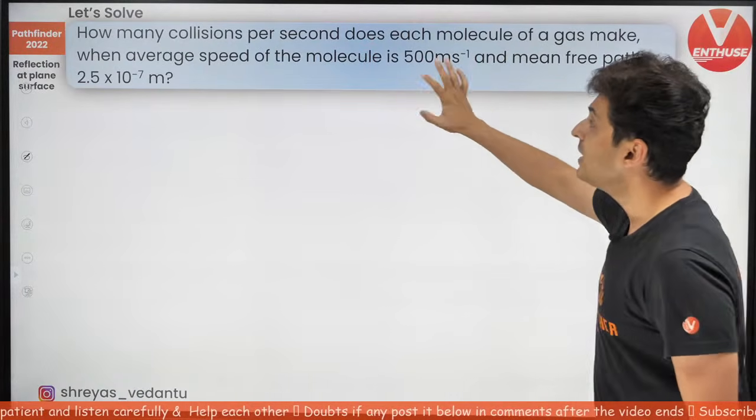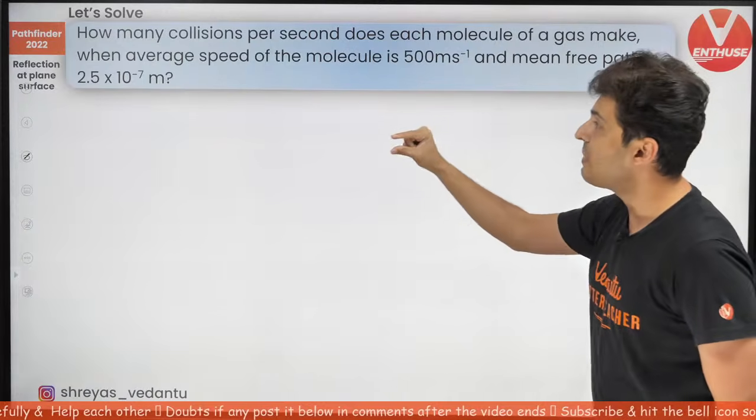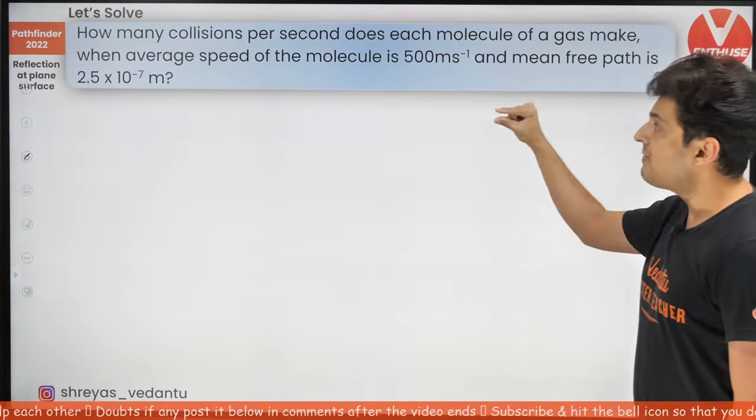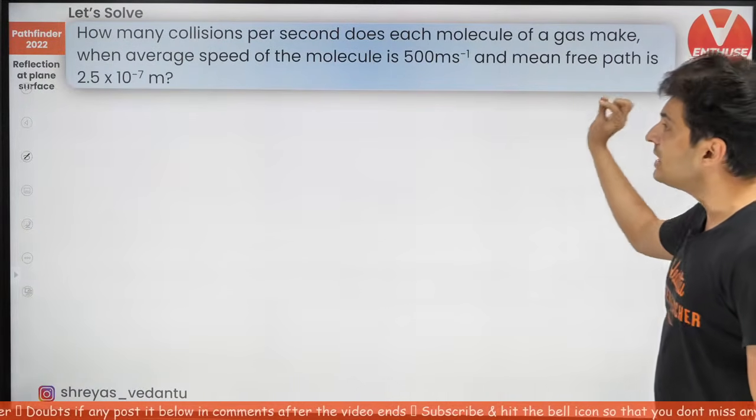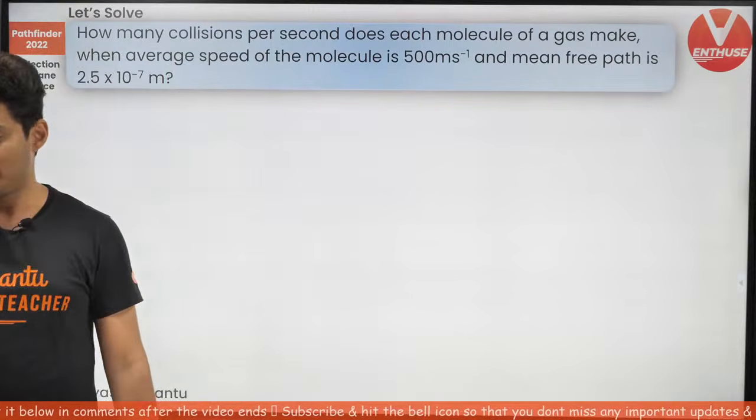How many collisions per second does each molecule of a gas make when the average speed is this much and the mean free path is 2.5 into 10 to the power minus 7?